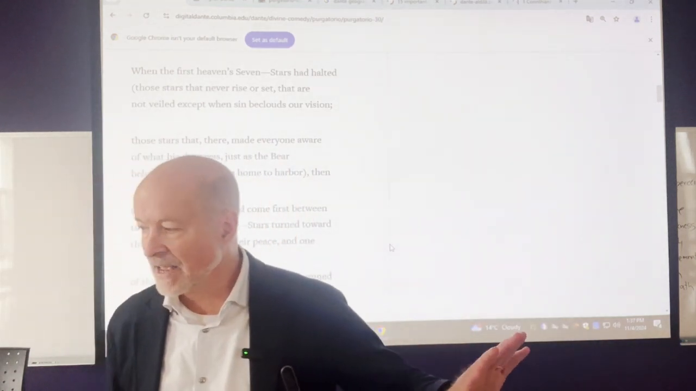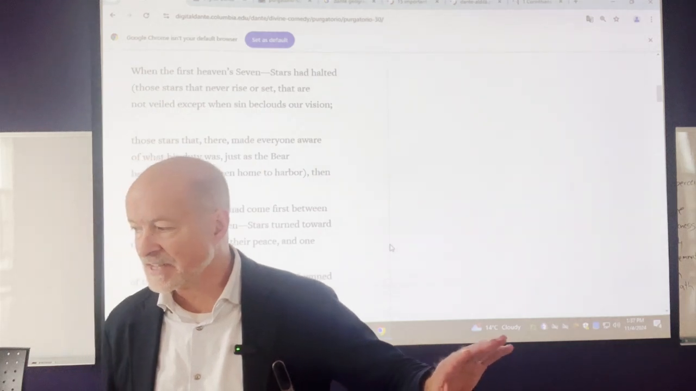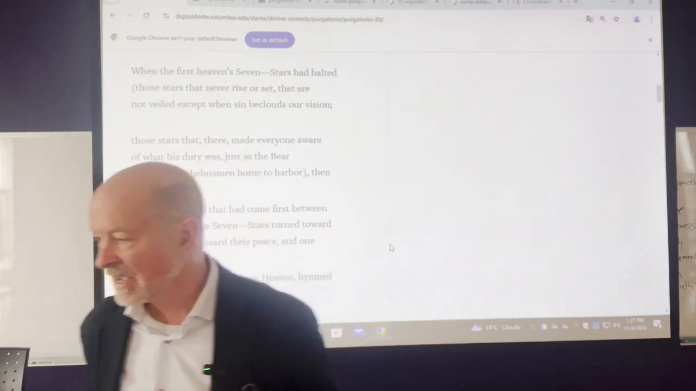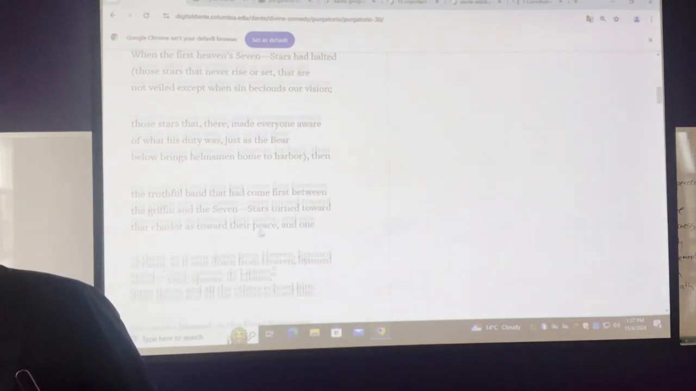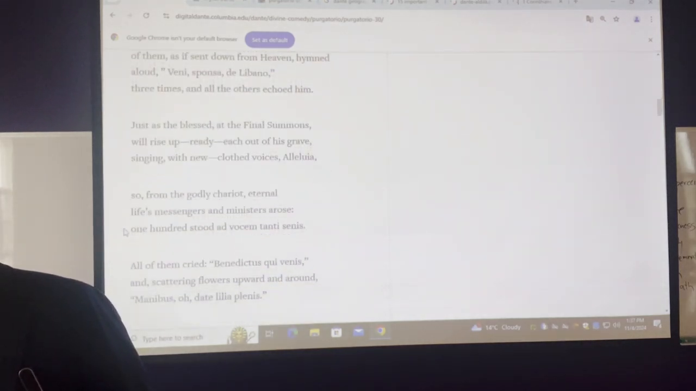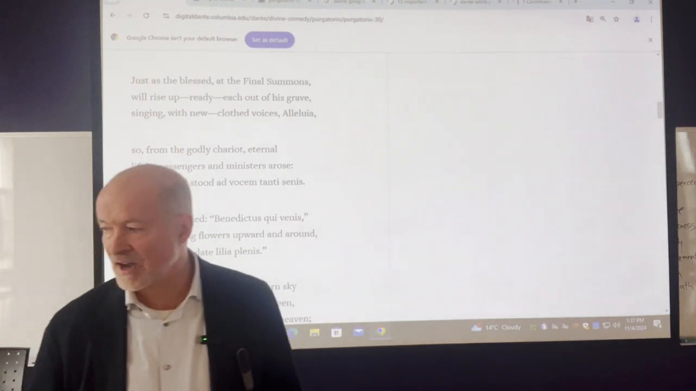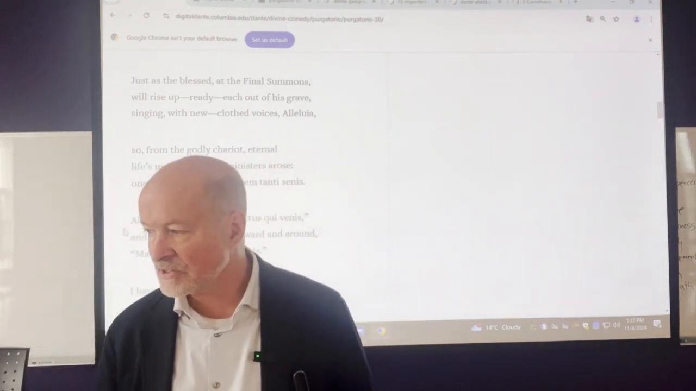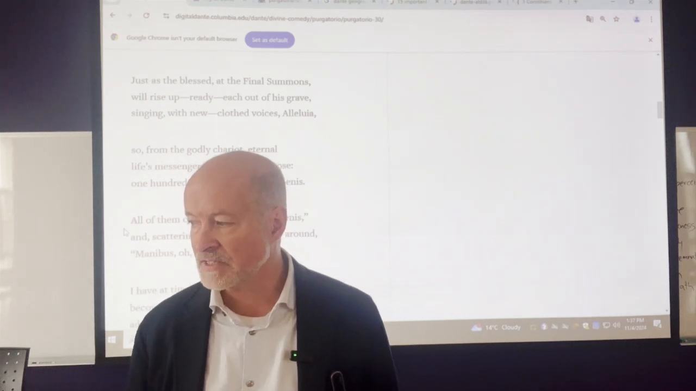Then the truthful band had come first between the griffin and the 7 stars, turned toward that chariot toward their peace, and one of them, as if sent down from heaven, hymned aloud, Veni sponsa de Libano 3 times, and all the others echoed him, just as the blessed at the final summons will rise up from the dead, ready, each out of his grave, singing with new clothed voices, Hallelujah.